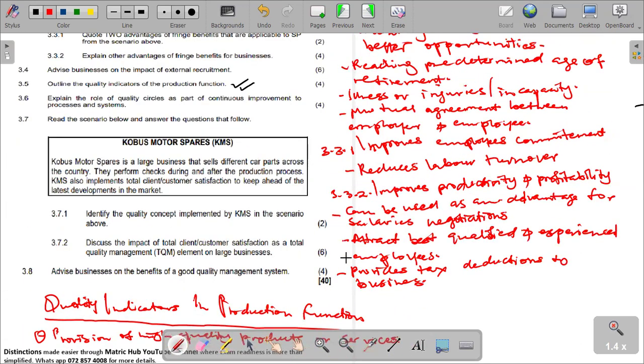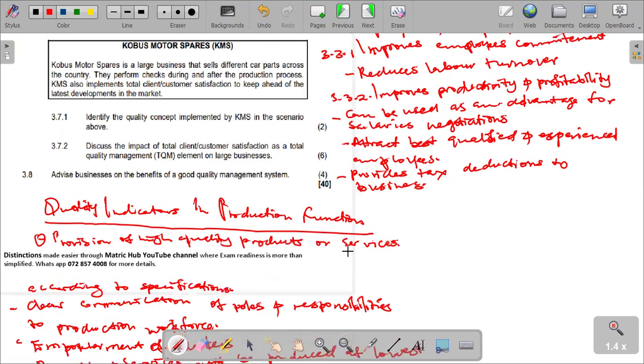So number 3.6: explain the role of quality cycles as a part of continuous improvement to processes and systems. You see, we just want to quickly push and get done with our paper.